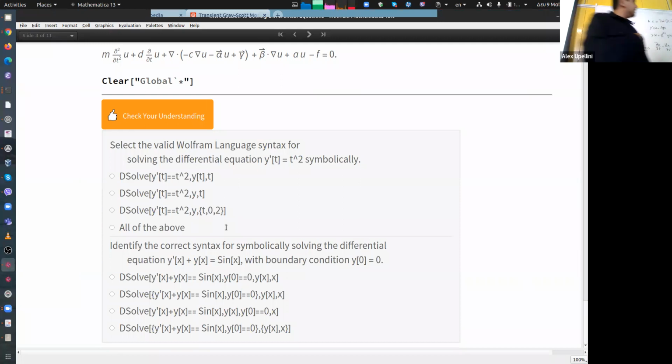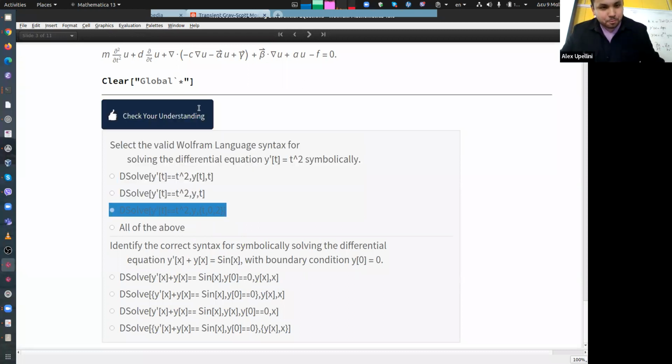So here you have some check your understanding. Select valid Wolfram language syntax for solving the differential equation symbolically. Okay. Which one is good? Maybe a random person, I don't know. Want to be a random person? You? Okay, it's all of the above. Maybe, actually, I tend to say that it's just the first and the second. This might be not good. Let's see. It's right and it works? Okay, well, it's all the above, maybe. I don't know what you get if you do this one.